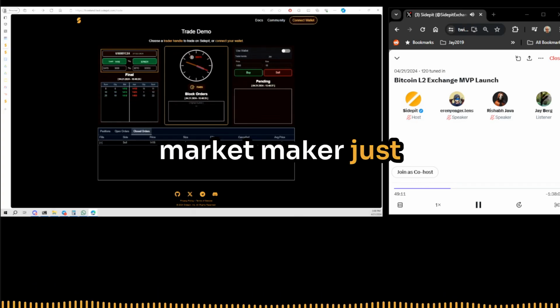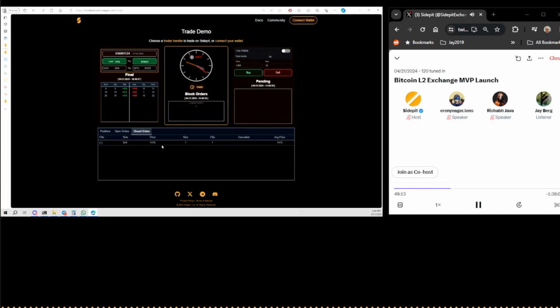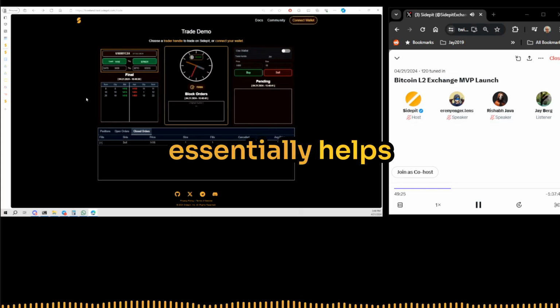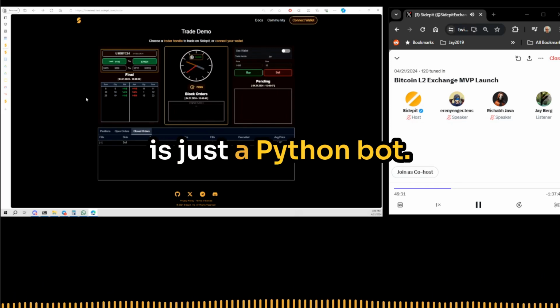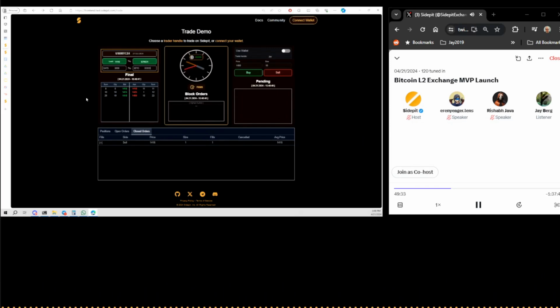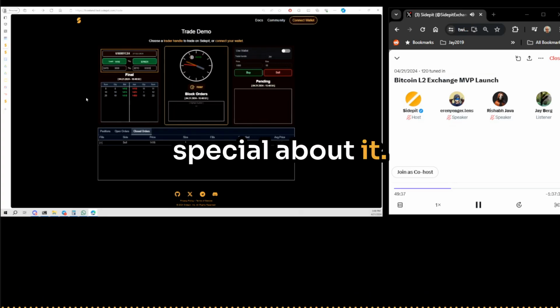And you see that market maker just keeps making markets. So the market maker essentially helps finalize the orders and. No, the market maker is just a Python bot. It's connected to the same API as this GUI. There's nothing special about it.